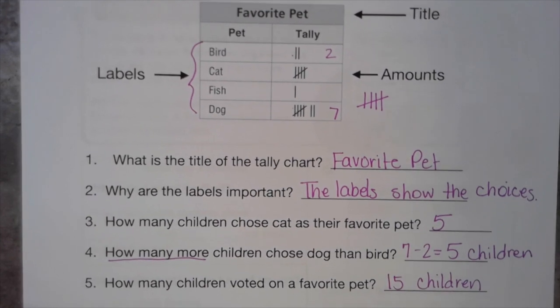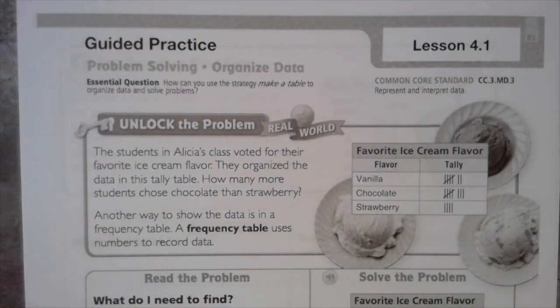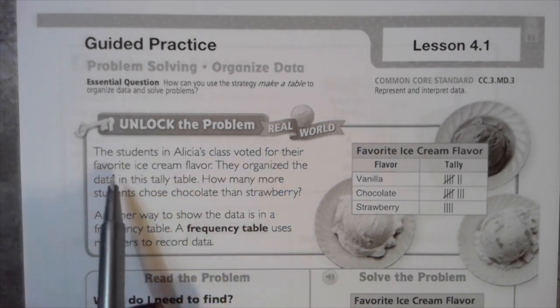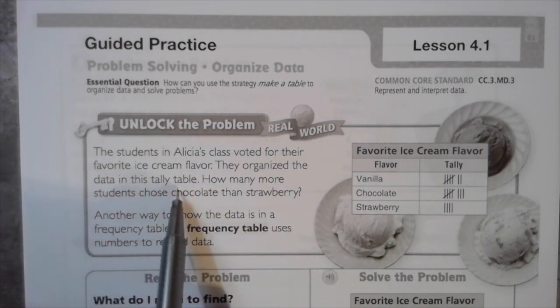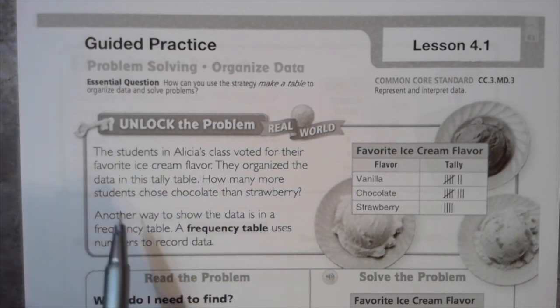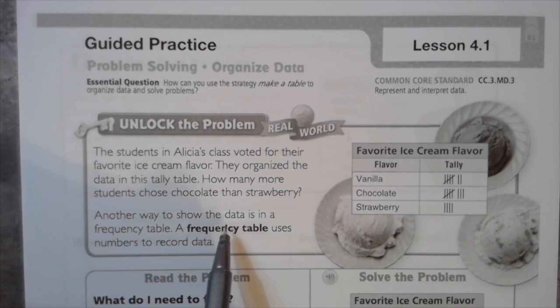Okay, let's look at some more. These are fun. Okay, so we have a problem here. It says the students in Alicia's class voted for their favorite ice cream flavor. They organized the data in this tally table. How many more students chose chocolate than strawberry? And it says another way to show the data is in a frequency table. A frequency table uses numbers to record data.